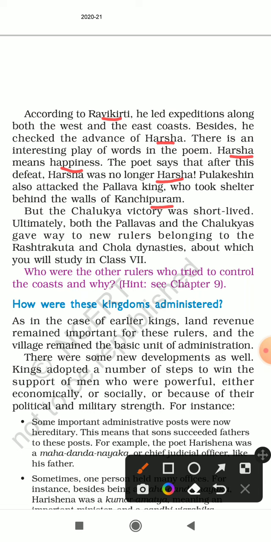But the Chalukya victory was short lived. Ultimately, both the Pallavas and the Chalukyas gave way to new rulers belonging to the Rashtrakuta and Chola dynasties, about whom we'll study in class 7th.